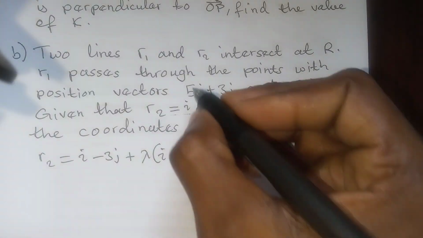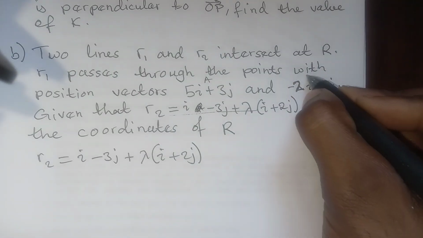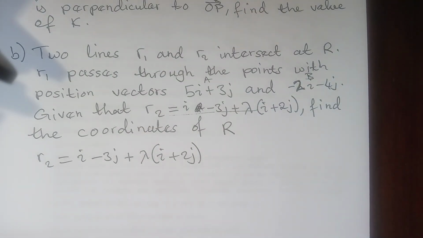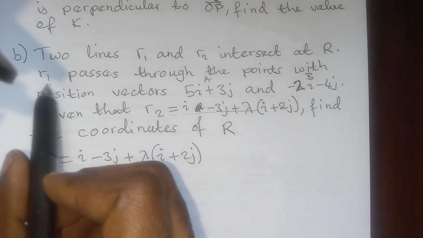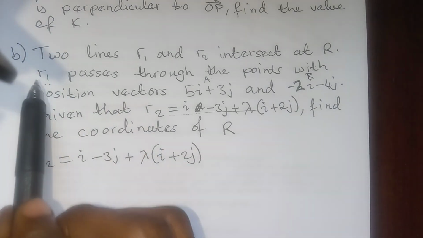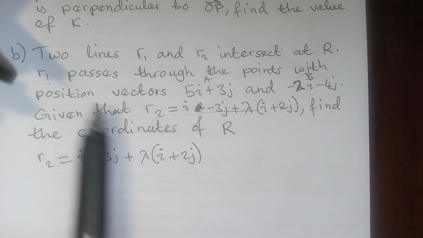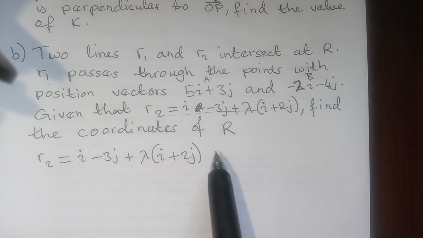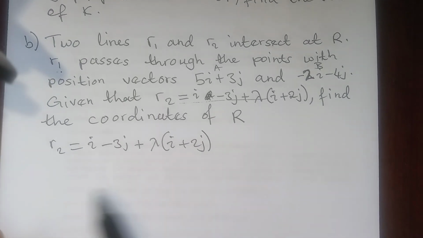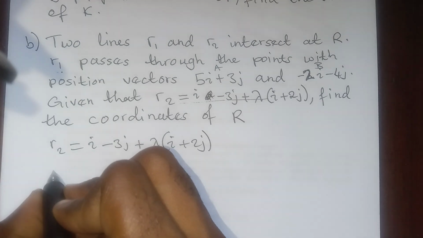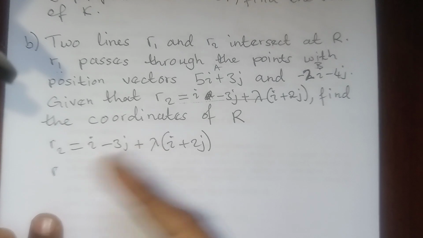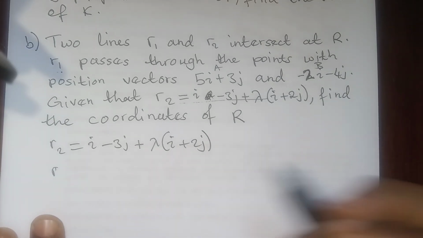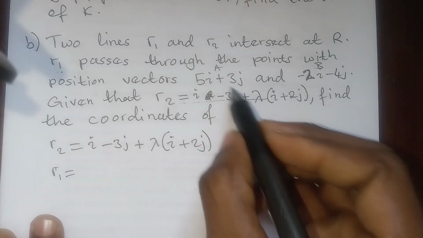We are told that R1 passes through the points with these position vectors. If I call this one A and this one B, our job here is to find the second equation, which is R1. Once you find this equation, you can solve it simultaneously with this to find the coordinates of R. So let's do that. To find the equation of R1, you need the direction. Remember, the direction is more like the gradient, and then you need one point on R1.